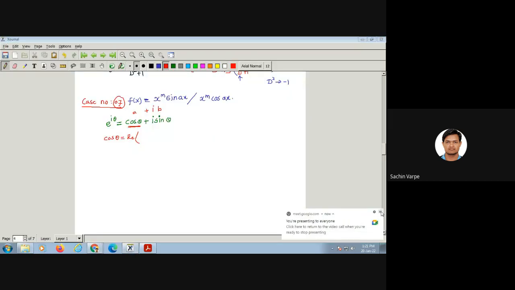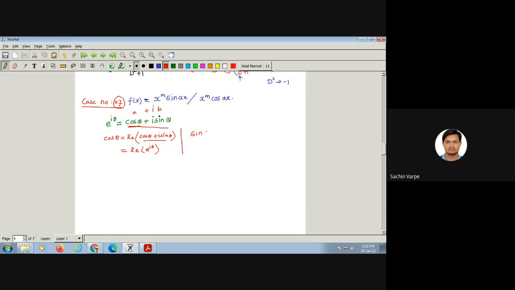So what is cos theta? Cos theta is the real part of this complex number, real part of cos theta plus I sin theta, isn't it? But this is nothing but what? E raised to I theta. So that is the real part of e to the power I theta. And in similar manner, sin theta is what? Sin theta is imaginary part of cos theta plus I sin theta. So it is imaginary part of e to the power I theta.